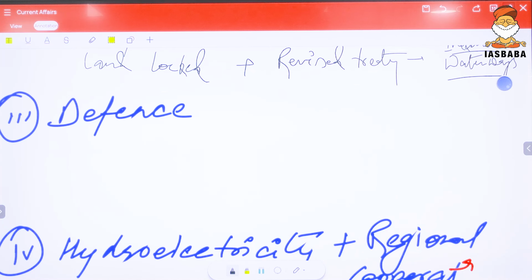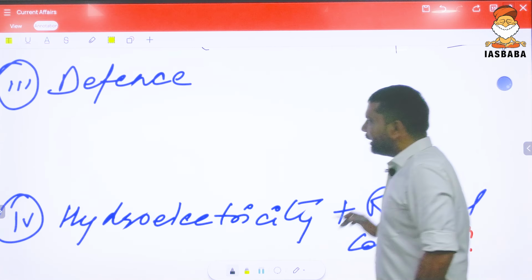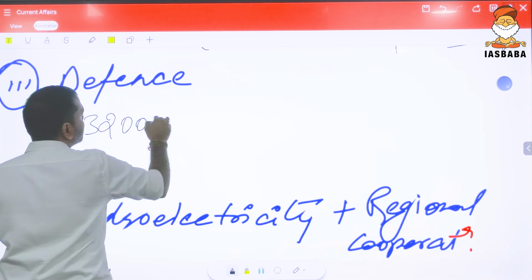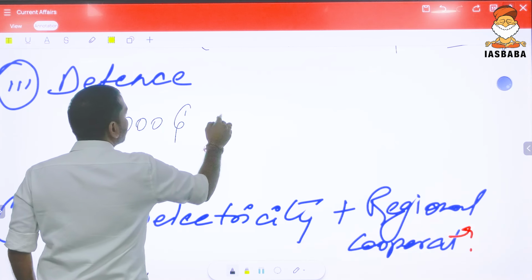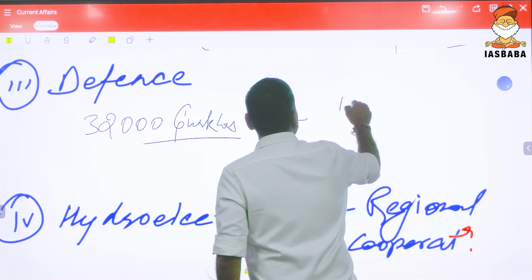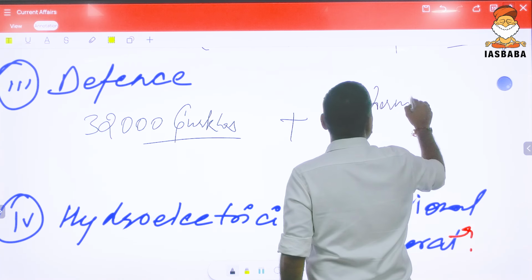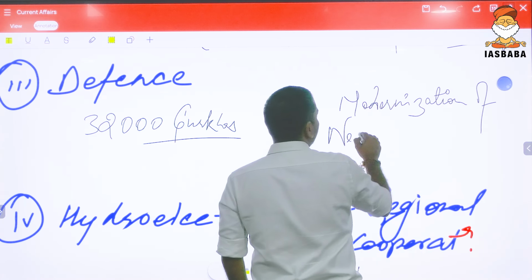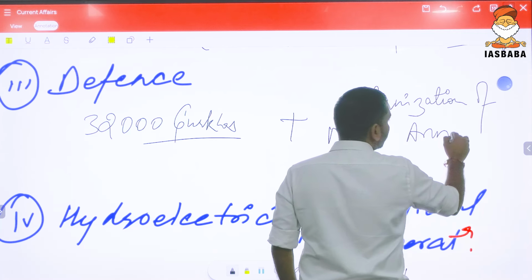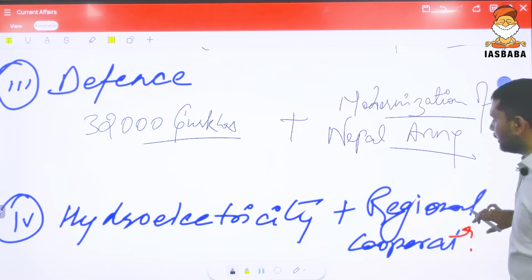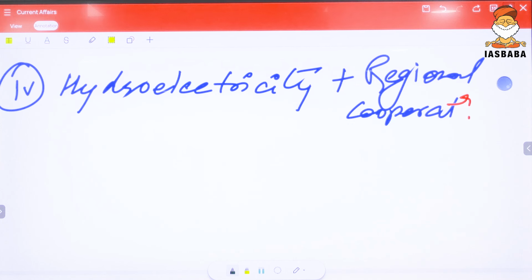The next that comes is defense cooperation. Under defense cooperation, we see Gurkhas are there, right? 32,000 Gurkhas are there in the Indian army, plus modernization of the Nepal army is going on. Work on the modernization of the Nepal army is in progress with the Indian government, right? So next comes hydroelectric and regional cooperation. That again, once again, comes the same thing.